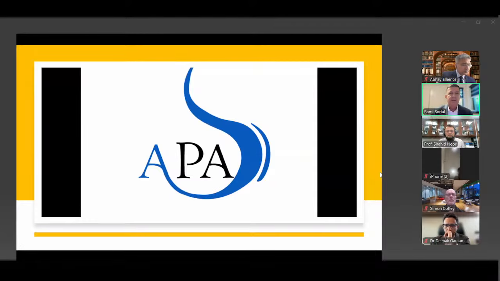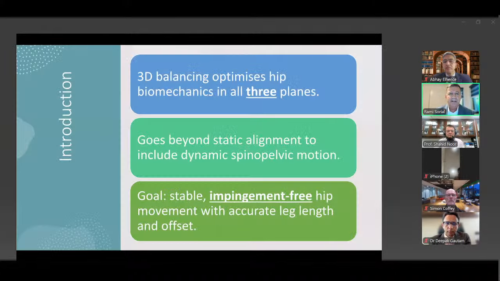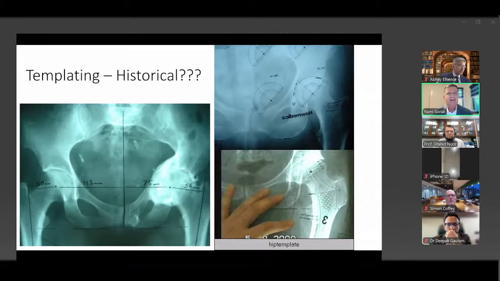Excellent. All right, so the topic for discussion is three-dimensional balancing in total hip replacement: techniques, evidence, and outcomes, and sharing with you the concept of what this is about. So to introduce it, three-dimensional balancing optimizes hip biomechanics in all three planes. It goes beyond the static alignment to include dynamic spinopelvic motion, and the goal of this is a stable, impingement-free hip movement with accurate leg length and offset.